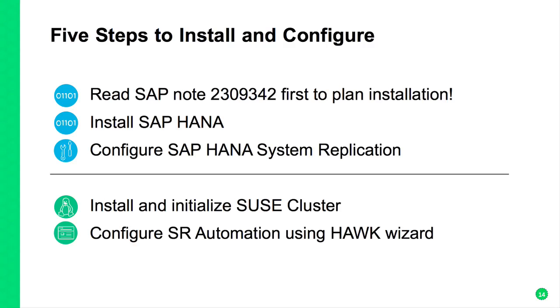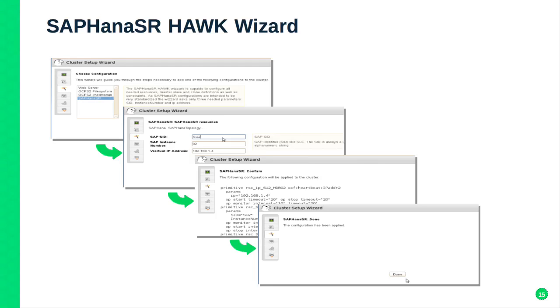Install your SAP HANA like it's documented by SAP. Configure the SAP HANA system replication like it's documented by SAP. Then you can play around with that. And then add the SUSE cluster packages, initialize them, and then you still need to tell the cluster the rules, how it should react. And also for that, we have a small wizard which creates these rules for you.